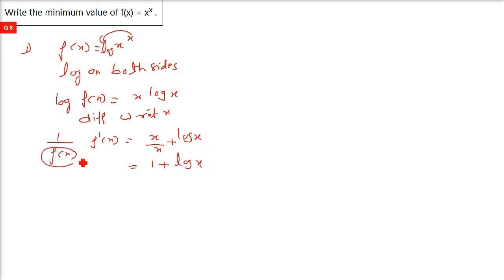Now you have f(x) in the denominator on the left hand side. So this f dash x will be, this f(x) will go up on the right hand side. So this is x raised to x, because f(x) is actually x raised to x only. 1 plus log x is there.